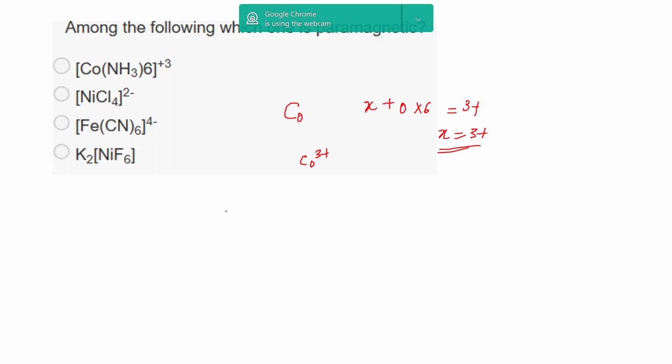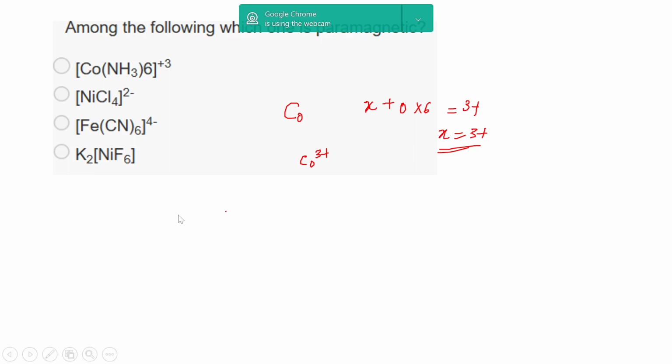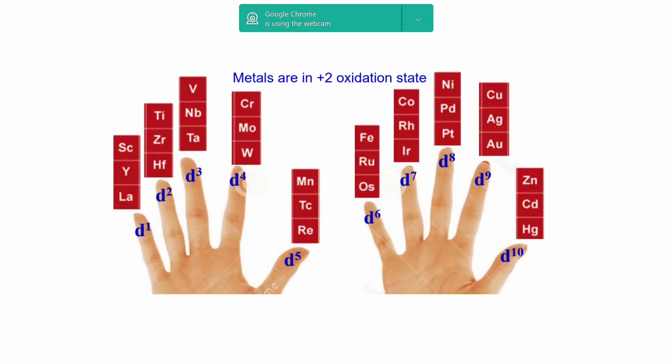In the second one, you have to tell me the oxidation state of nickel in option B. Plus 2. So we have x plus 4 into minus 1, because each fluorine is giving minus 1, and the overall charge is minus 2. So x minus 4 is equal to minus 2, so x is equal to plus 2. You are right. So nickel is in plus 2 state, and as I said, nickel in plus 2 state will have d8.